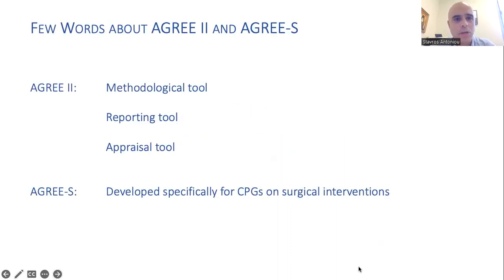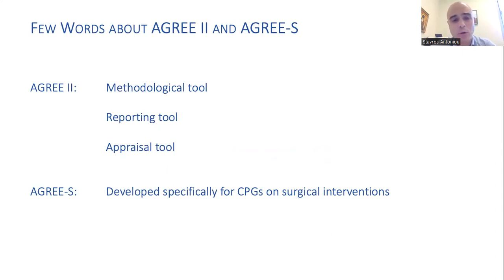So a few words about Agree-II and Agree-S. Most of you might be familiar with Agree-II, which has 3 dimensions. It's a methodological tool, a reporting tool, and an appraisal tool. There's a significant overlap among these characteristics of the Agree-II dimensions, but the scope of each one of the tools is different.